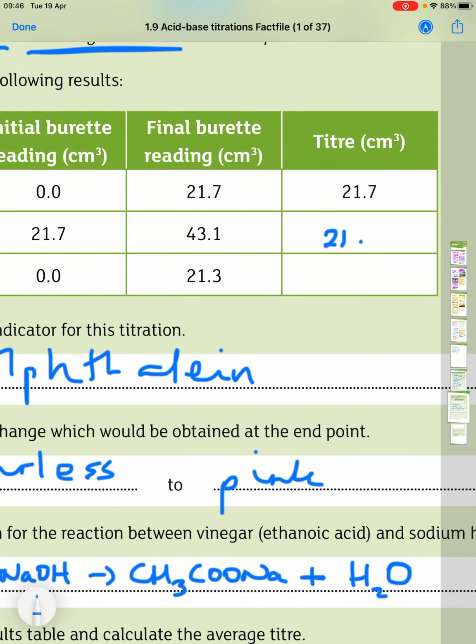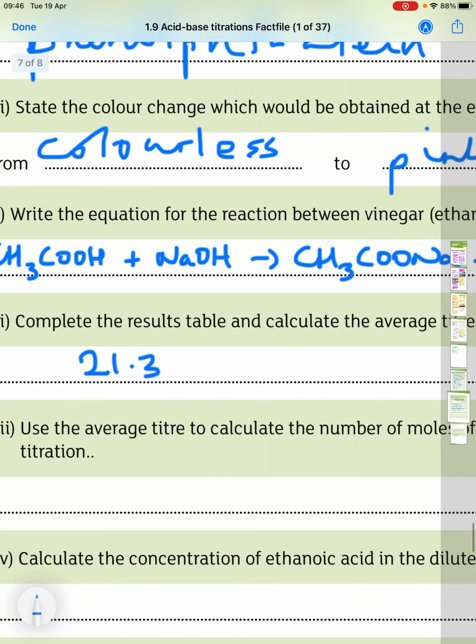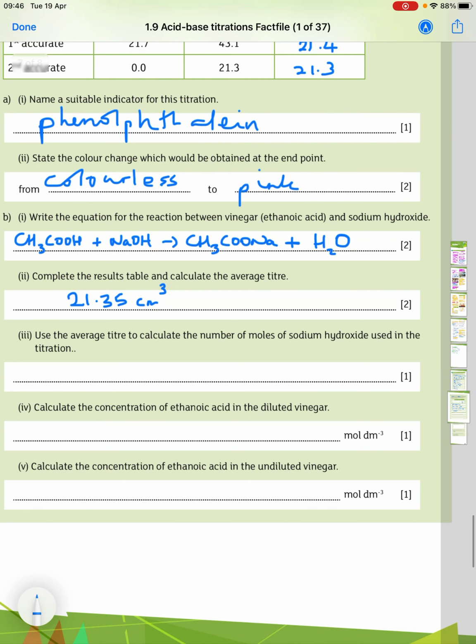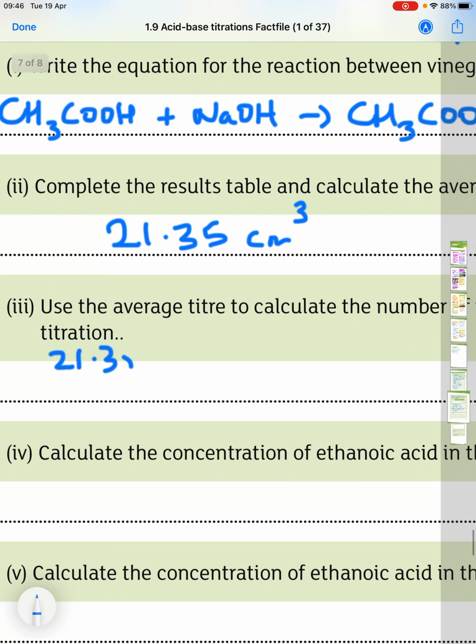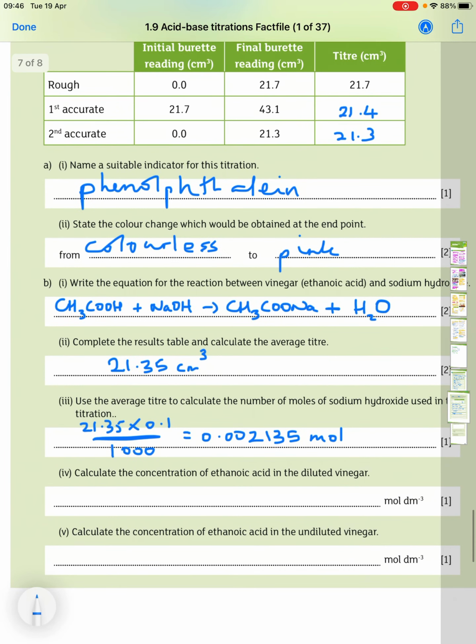Complete the results table and calculate the average titre. So here in the first one, 43.1 take away 21.7 is 21.4, and then 21.3 in the second one. The average then is you add those together and divide by 2. That gives 21.35 cubic centimetres. And we use that to calculate the number of moles of sodium hydroxide in the titration. So we're using 21.35 times the molarity, 0.1, divided by 1,000, which is 0.00213 moles.